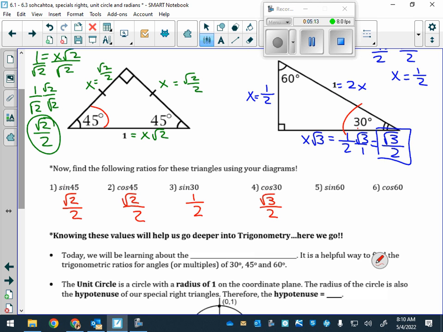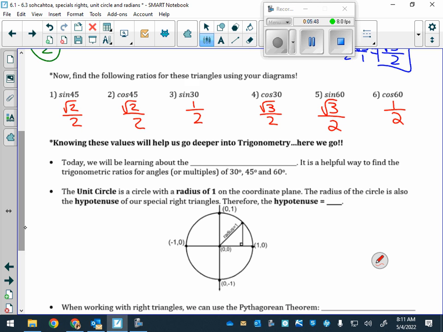Okay. Now we move on to 60. Well, here's 60. What is the sine of 60? Emily? Root 3 over 2. What is the cosine of 60? 1/2. Excellent. Okay. So why are we doing this? Why do we need to do this? Well, these are going to be our key values to fill out that whole circle I told you is our end goal today. So, knowing these values will help us go deeper into trig. Are we ready?